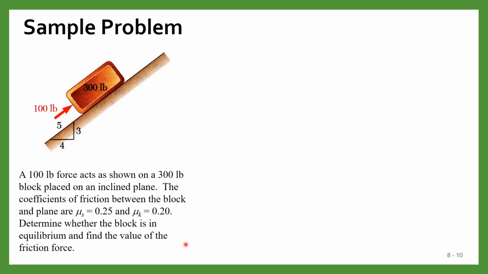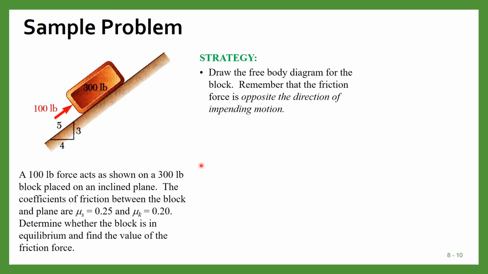One sample problem. Consider this block on this inclined plane, and on this block a 100-pound force is applied. The coefficients are given: mu s is equal to 0.25 and mu k is equal to 0.2. Now we have to determine whether the block is in equilibrium and find the value of the frictional force. So these are the steps.